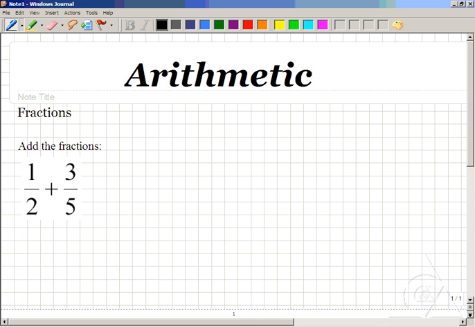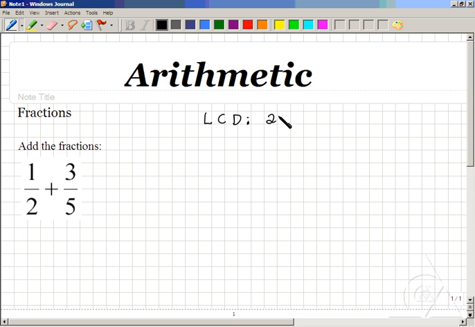To add the fractions 1/2 plus 3/5, we need to convert both the denominators to the least common denominator. And if you think about the words, the least common denominator is the smallest denominator that would be common for both of these fractions. One way to do this is to list the multiples of the fractions.